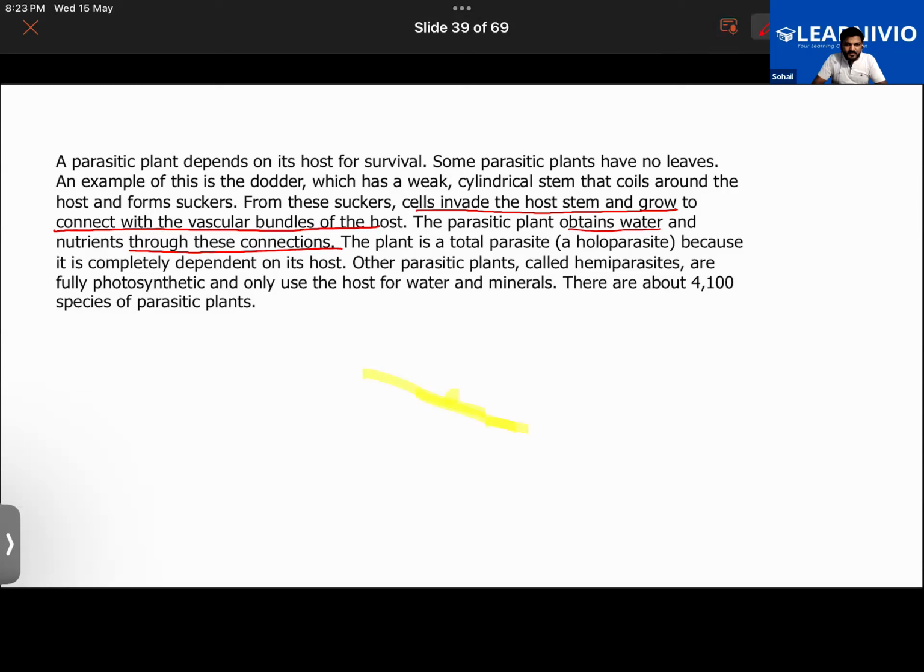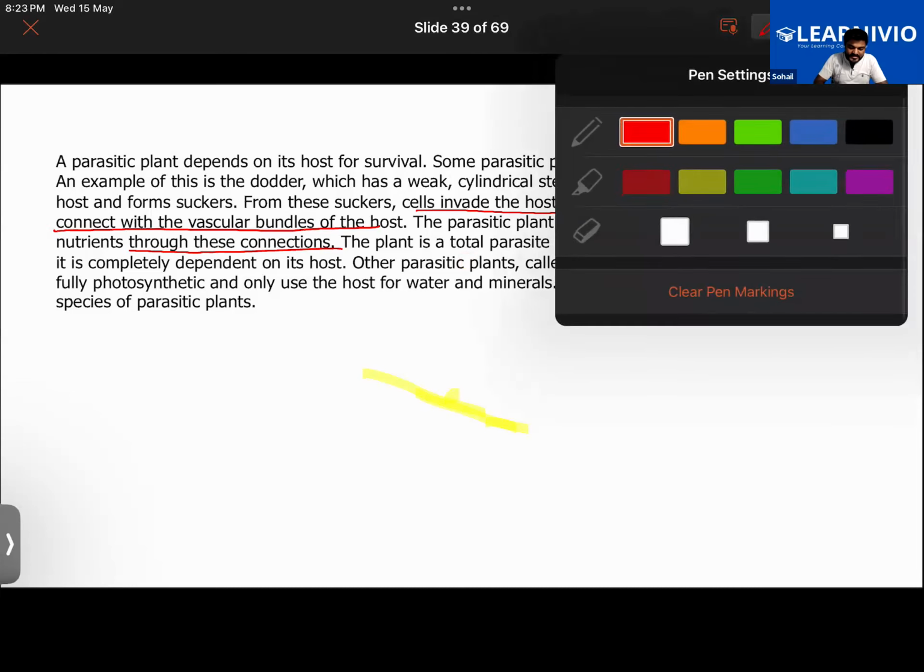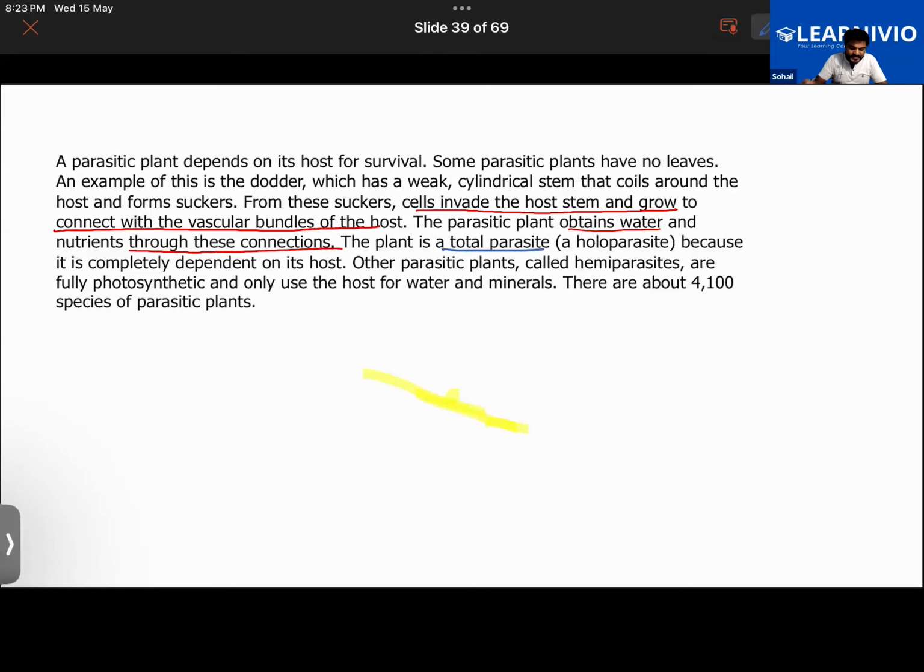Now, talking about this cuscuta plant, it's a total parasite. It's an example of total parasites. Getting it, guys? Total parasites are sometimes called holoparasites also, because they're completely dependent on their host. Is that clear?